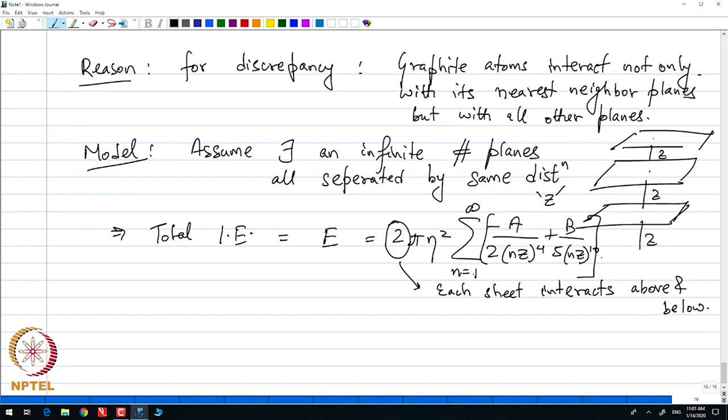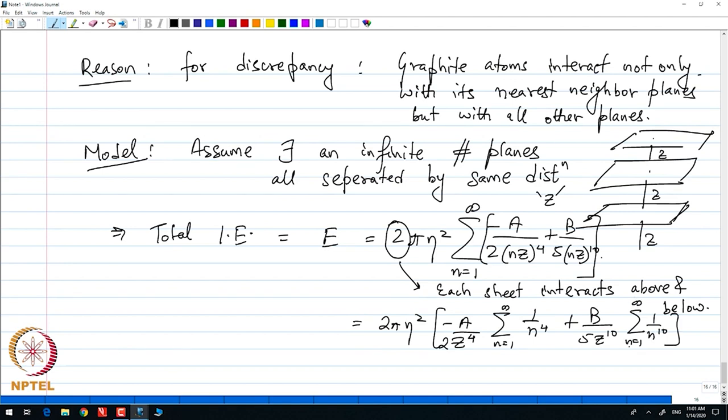Okay, so then this particular summation becomes 2 pi eta squared times minus A by 2 z to the power 4, which is a constant, times summation n from 1 to infinity of 1 by n to the power 4, plus B by 5 z to the power 10 times summation n from 1 to infinity of 1 by n to the power 10. Notice that this first summation is the famous Riemann zeta function evaluated at 4, and the second summation is the zeta function evaluated at 10.